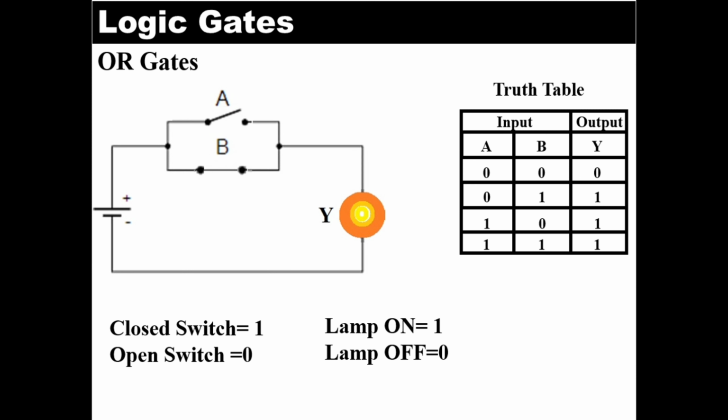That is, A is equal to 1 and B is equal to 0, then the lamp will be 1 or on. And when A is equal to 0 and B is equal to 1, then also the lamp will be on, that is 1. And when both switches are closed, that is high or 1, then the lamp will be on or high or 1. In this way the OR gate functions. So I hope you understand the function of the OR gate.